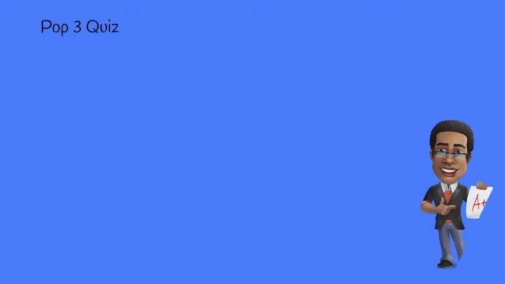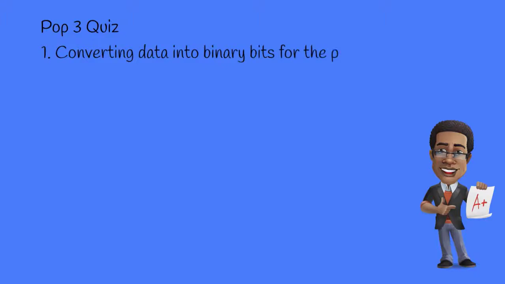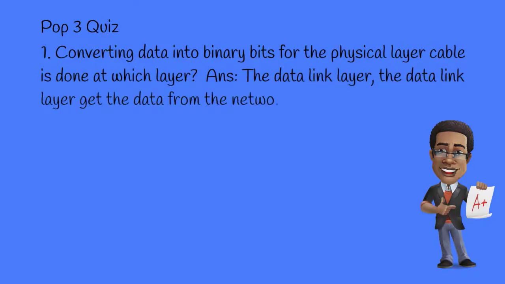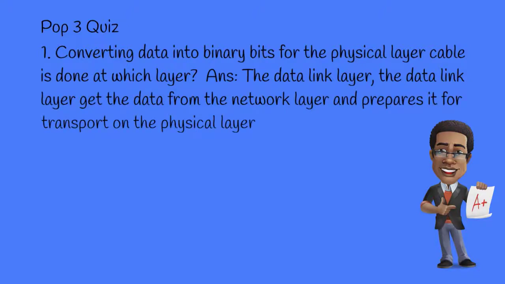Okay, I like to end the video with a short quiz, which I call a Pop 3 quiz. This is just to go over some of the information that was discussed in the video. Our first question is, converting data into binary bits for the physical layer cable is done at which layer? The answer, the data link layer. The data link layer gets the data from the network layer and prepares it for transport onto the physical layer cables. You know, we have copper cables and fiber optic cables.